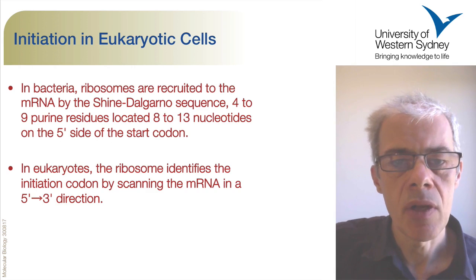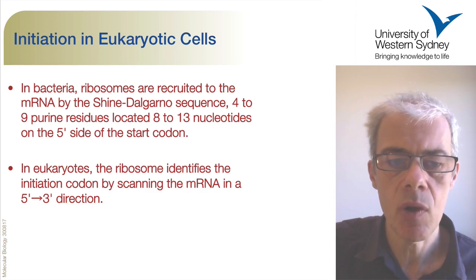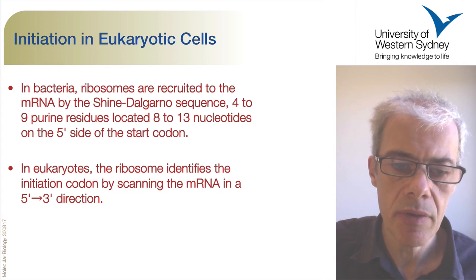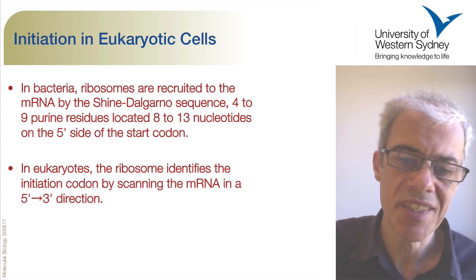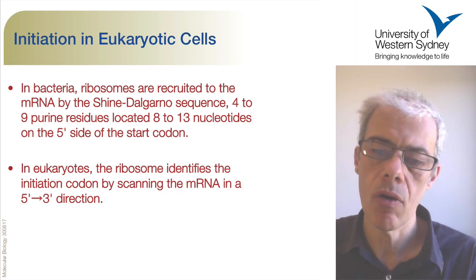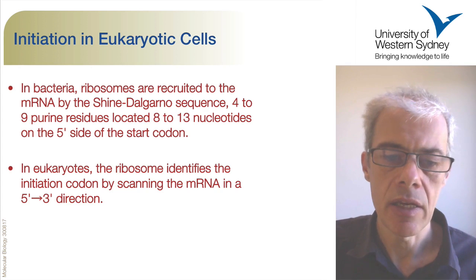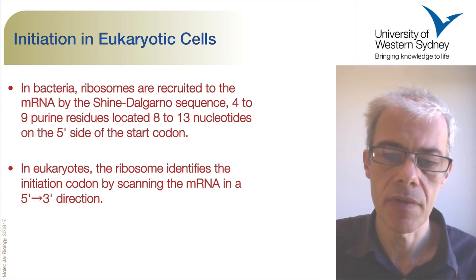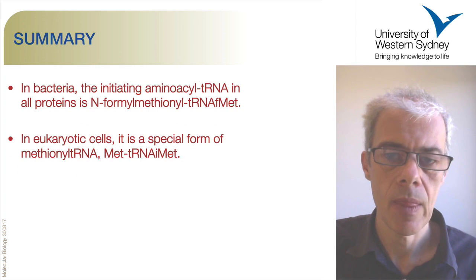In bacteria, we have the Shine-Dalgarno sequence involved in the process. In eukaryotes, we don't have the Shine-Dalgarno sequence, but we have what's called scanning, so that the ribosome scans along the messenger RNA in the 5' to 3' direction until it finds the first AUG sequence.